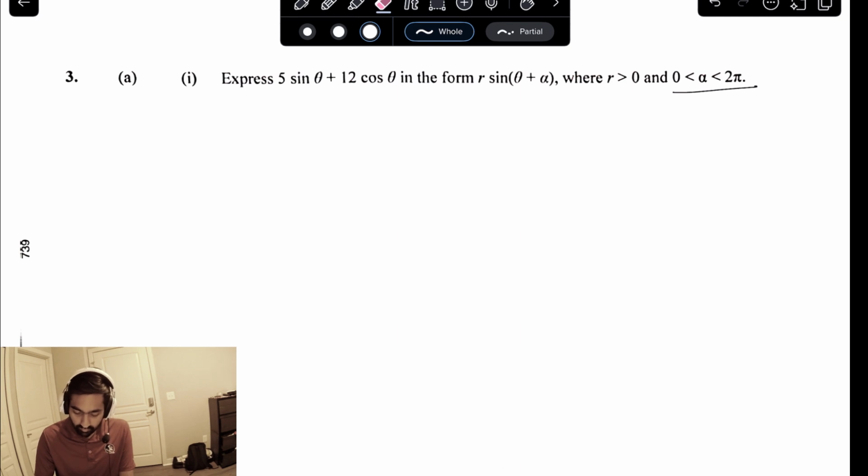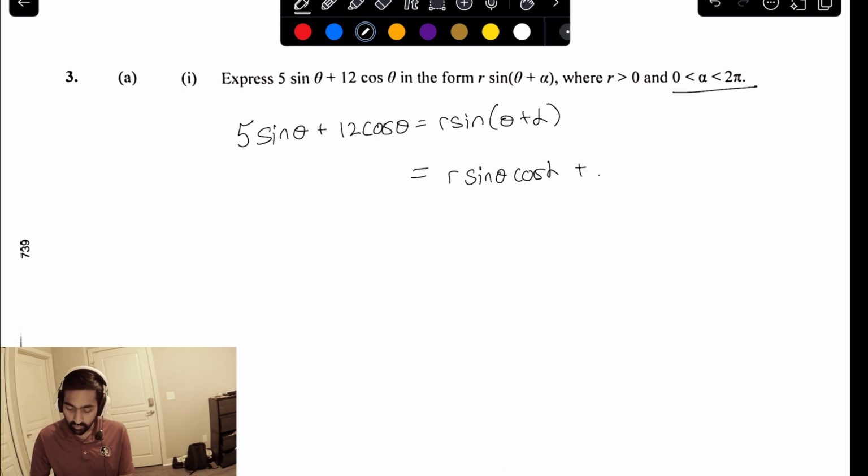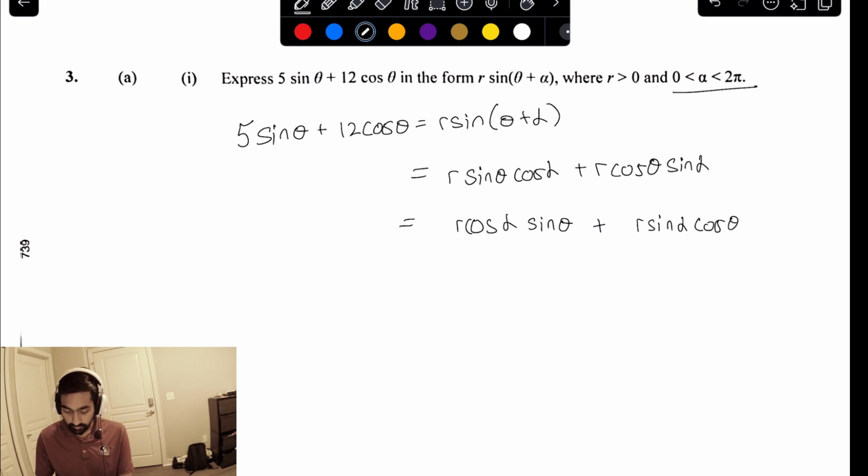Okay, so to solve this, we're going to write 5 sine theta plus 12 cosine theta equals r sine(theta plus alpha), and our job is to solve for r and alpha. We're going to expand the right-hand side using the sine sum formula, which is r sine theta cosine alpha plus r cosine theta sine alpha. I can rewrite this as r cosine alpha sine theta plus r sine alpha cosine theta, and I want this to be equal to 5 sine theta plus 12 cosine theta.